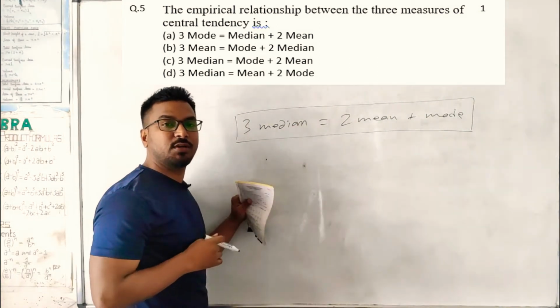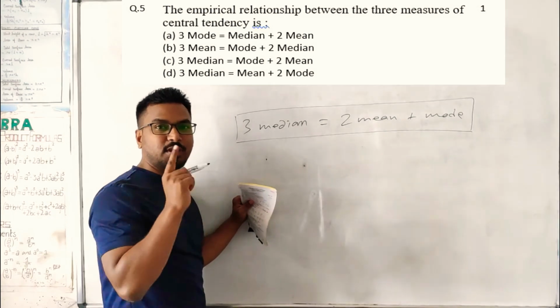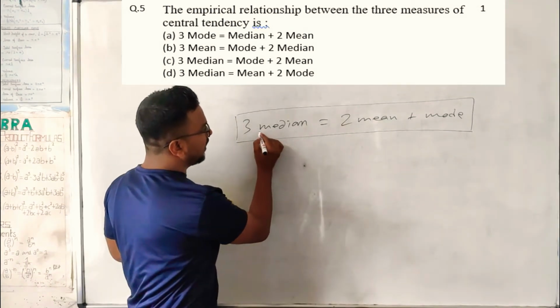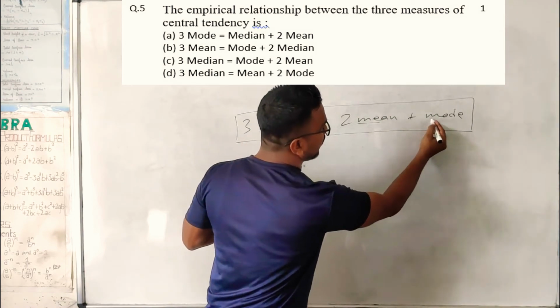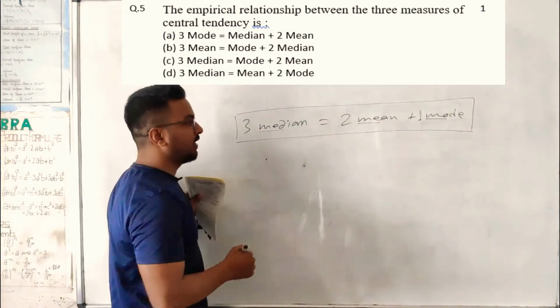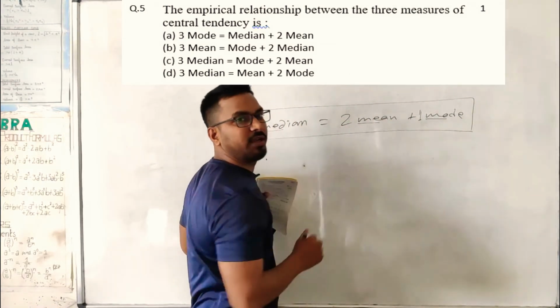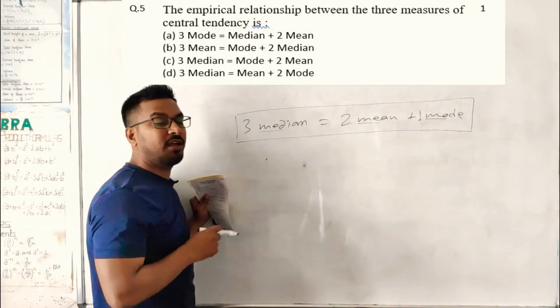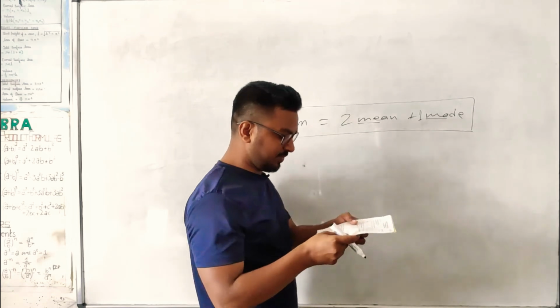There is a simple mnemonic technique to remember this one. I made the sentence: 3 medicine to me at one moment. So at one, MO, mean, moment. 3 medicine to me in one moment. This is how you can remember the formula nicely. Move to the next question.